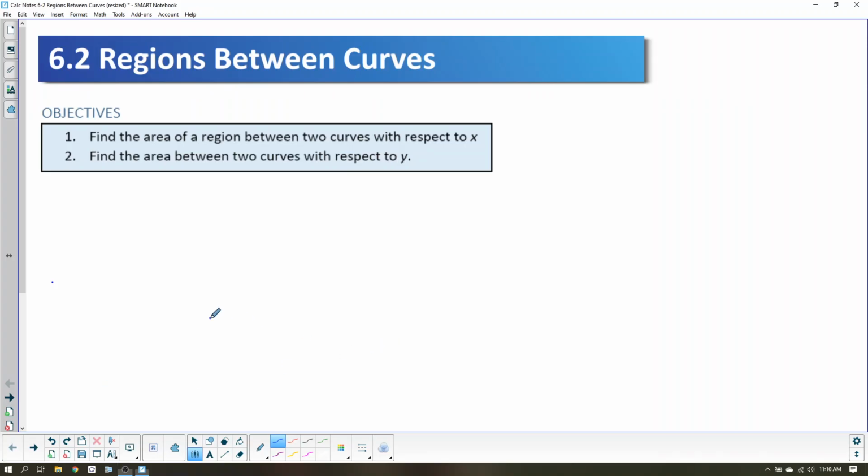In this video, we'll be covering section 6.2, regions between curves. We have two objectives. We'll be finding the area of a region between two curves defined as functions of x, and then we will find the area between two curves that are defined to be functions of y.